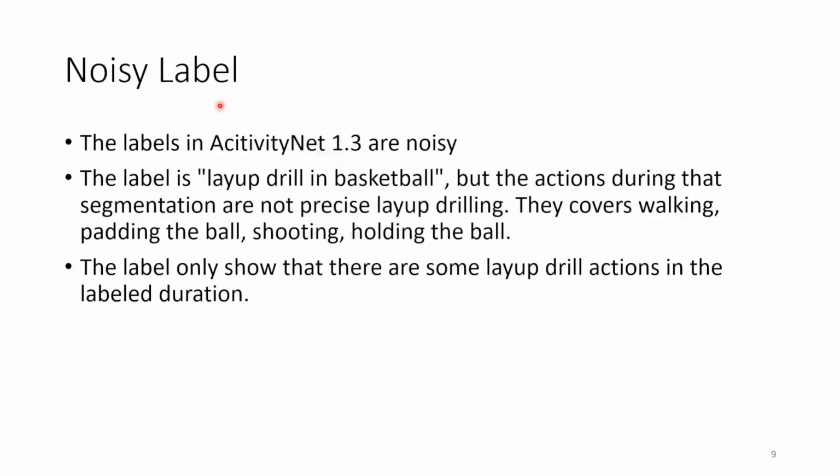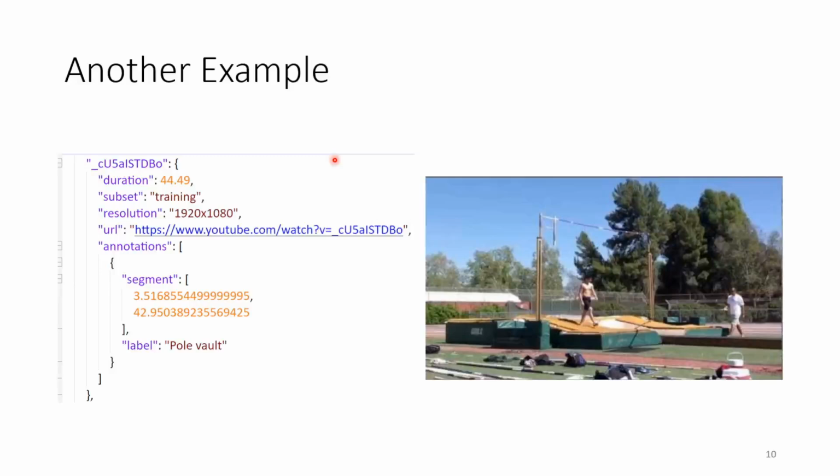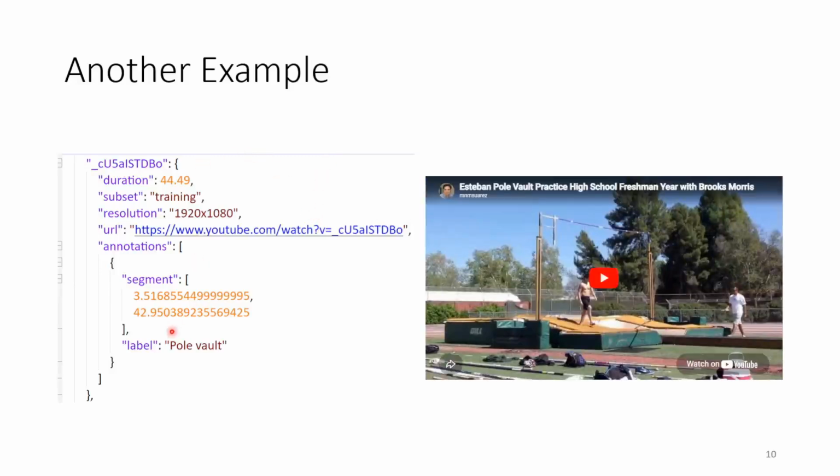So you can see, I should say, I give you an example. The ActivityNet 1.3 dataset is very, very noisy, right? And I will show you another example. So this is also from ActivityNet 1.3. So this is the pole vault. Pole vault is using a pole to jump very high. That is a type of action. Again, pay attention to the segmentation annotation. It starts at 3.5 seconds and ends at 42 seconds.